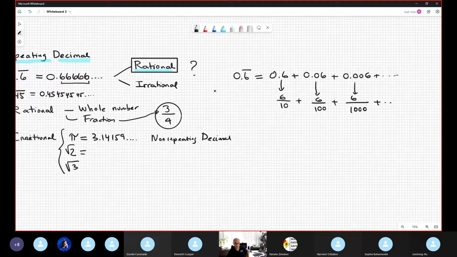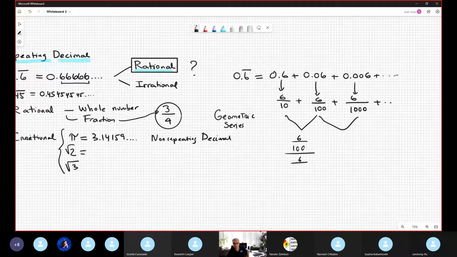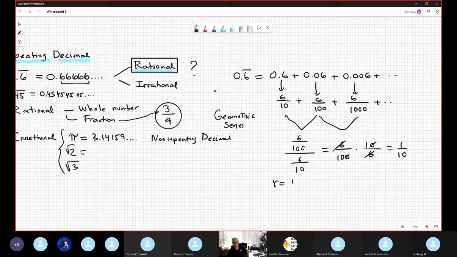Is it a geometric series? Yes, I suppose that yes. And where is the famous common ratio? You divide this by this, and this by this. Take 6/100 divided by 6/10: 6/100 times, flip it up, 10 over 6. Oh, 6 is cancelled, a 10 is cancelled. It's 1 over 10. And you get the same answer when doing the second division. This is the common ratio: 1 over 10.